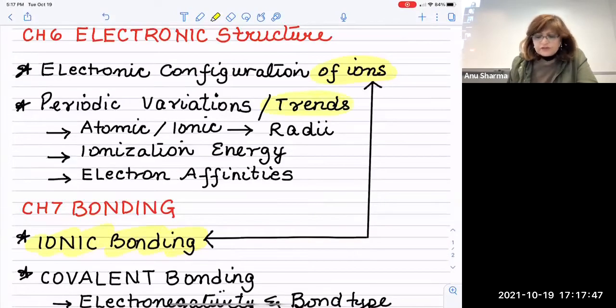Okay, and you are going to discuss this in the lab. You're going to do the experiments in the lab. So there are periodic variations, trends in the periodic table that relate to the size, which is the atomic radii, the ionization energy, which relates to formation of ions, and the electron affinity, which is the electronegativity.